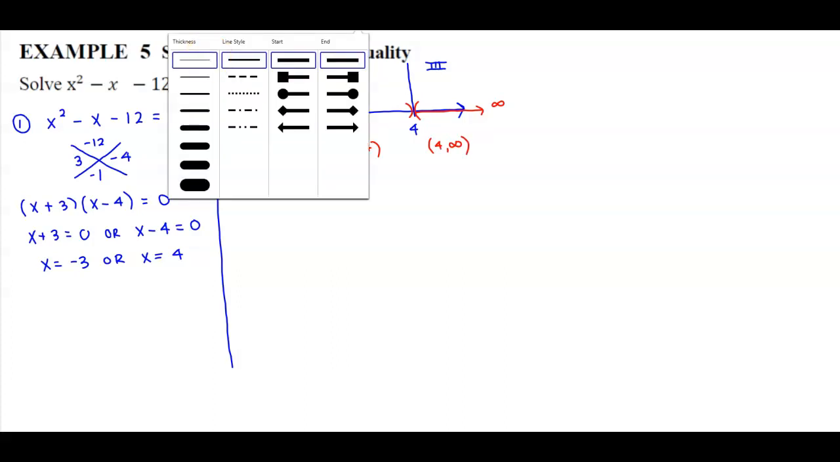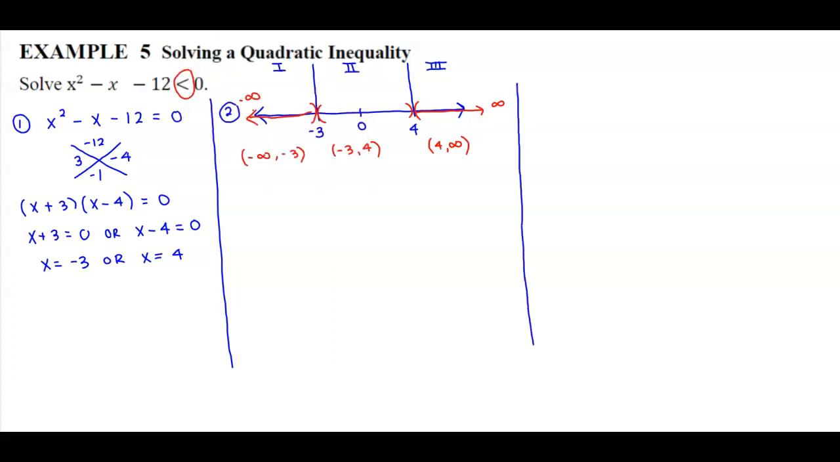Okay? So now, in step number 3, we need to pick a point from each region to determine whether it would be true or false for our inequality. For step 3, we're going to look at region number 1. We can pick any point we want in that region, like negative 4 or negative 5. The reason you can't pick negative 3 is because it's a testing point, so it won't tell us what's happening in that region. It's important to pick a point within that region that's not a testing point. So we're going to pick x equals negative 4.